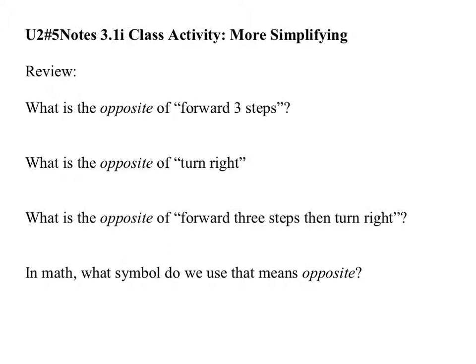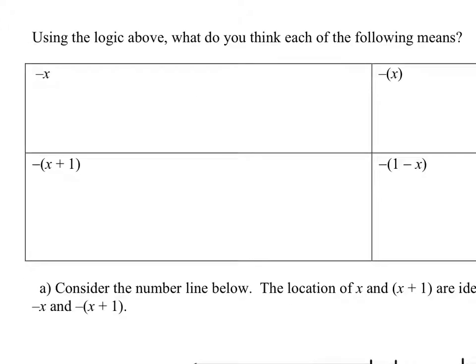In math, what symbol do we use that means opposite? It is negative. We would use the negative symbol. Use the logic above. What do you think each of these following mean? Well, this one right here is negative x, which would mean the opposite of x. For example, if we had negative x, but let's say over here that x equals, I don't know, negative 3. Well, then we replace x with negative 3. Now I have the opposite of negative 3, which is positive 3.